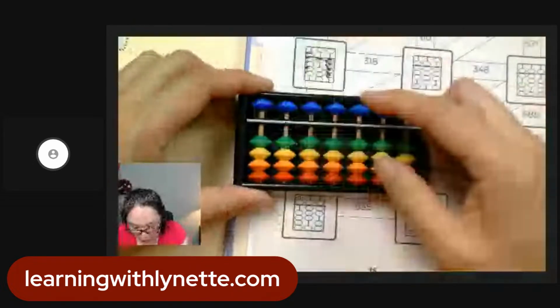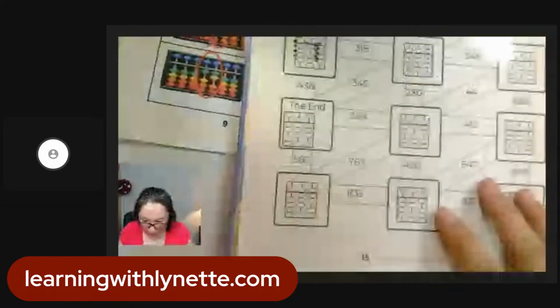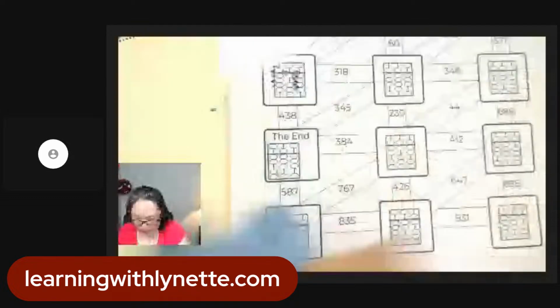So what we want to do is make sure that we are gentle with our beads, right? So that is about adding, and that's about how we read the beads.